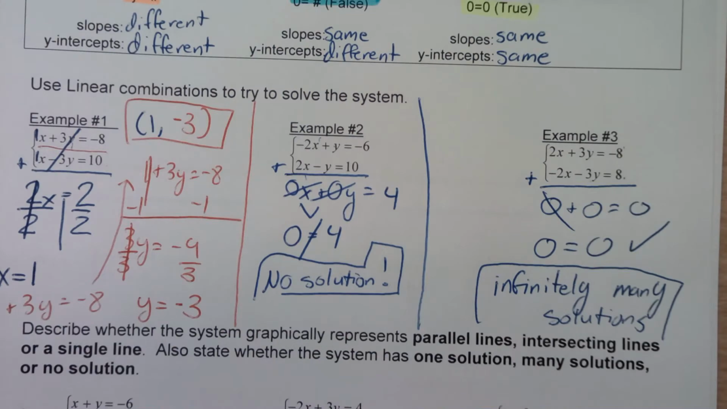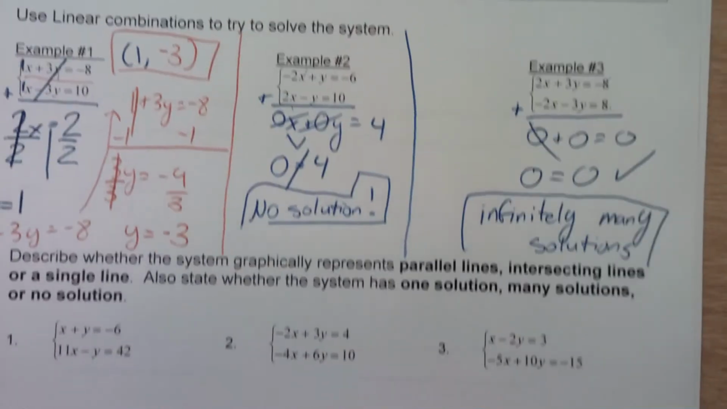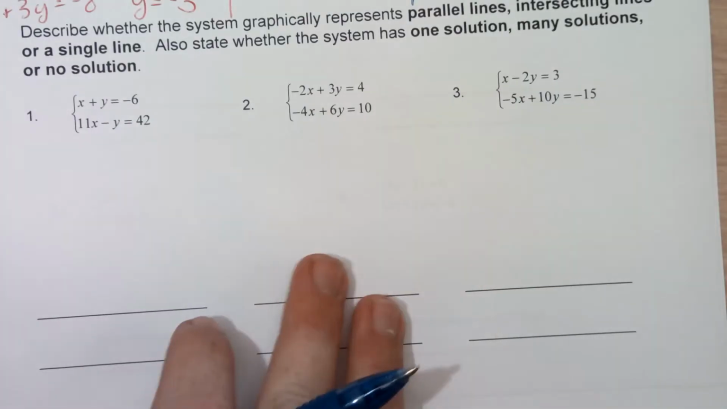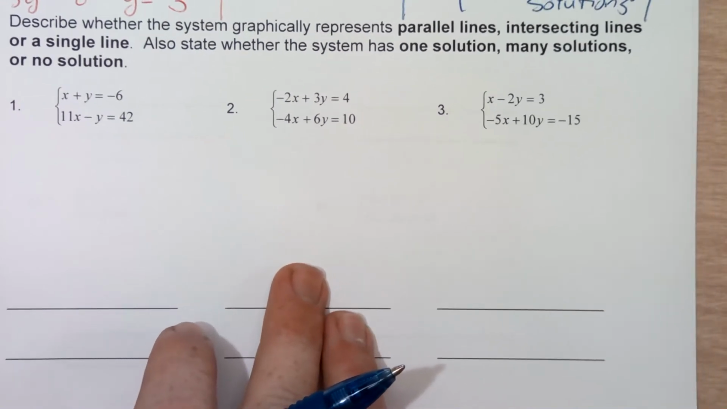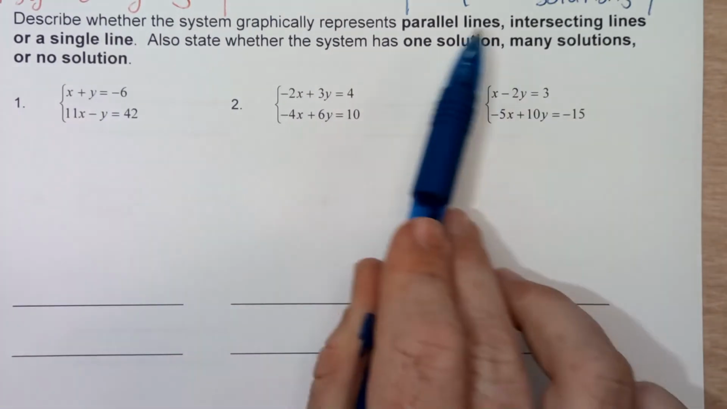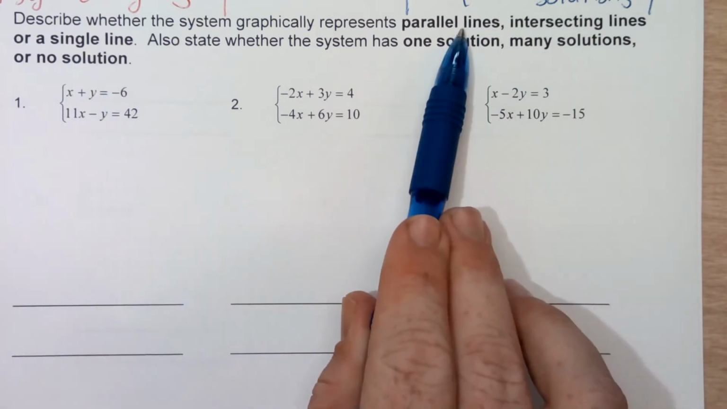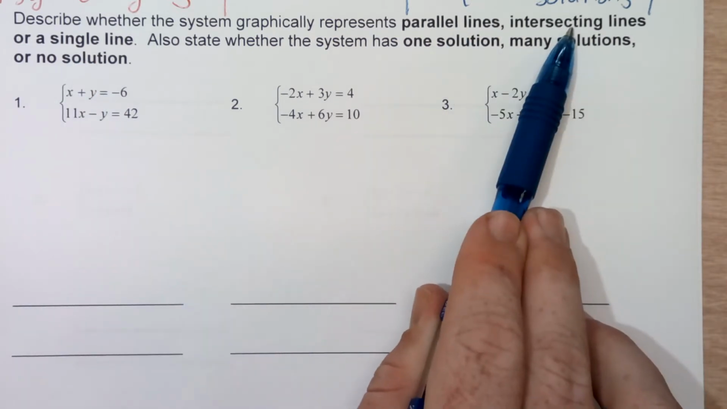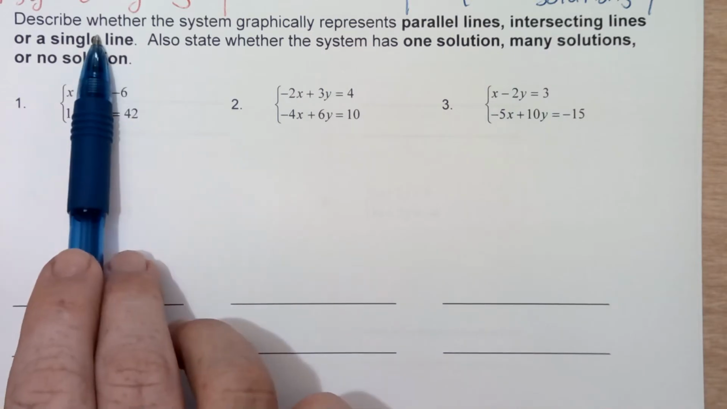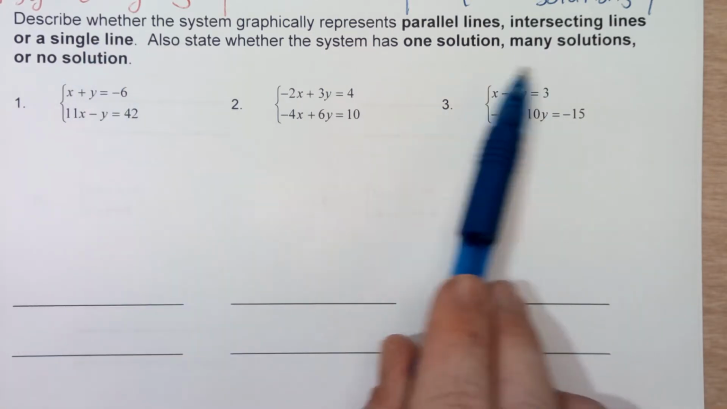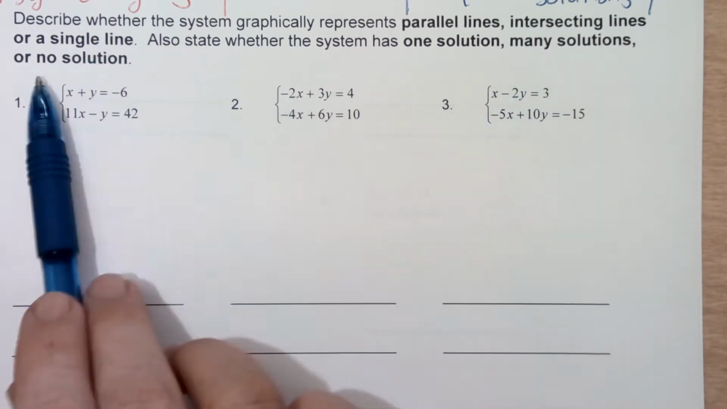All right. So now let's move on. We'll take a look at the 3 down here. This is what your homework is like. It says describe whether the system graphically represents parallel lines, intersecting lines, or a single line. Remember, parallel lines are when we have no solution. Intersecting lines are when we have one solution. A single line is infinite solutions. Okay, then we're supposed to state whether it has one solution, many solutions, or no solution.